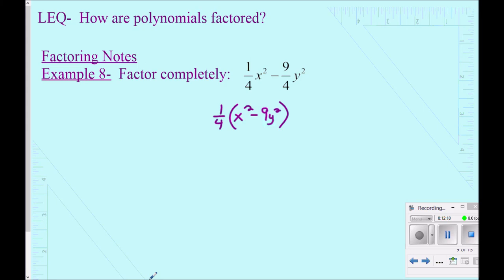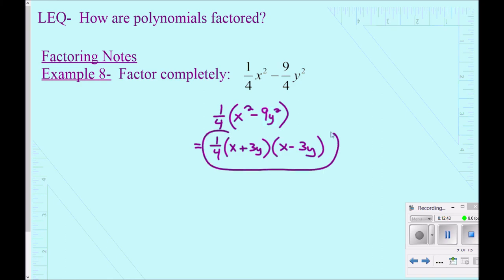After I pull out the GCF and I'm left with x squared minus 9y squared, I'm checking to see if that factors. So I see two terms. I see a minus sign, and I see perfect square, perfect square, perfect square. So this is difference of squares. So I copy my 1/4, I make two binomials. I'm taking the square root of x squared, which is x. One's going to be plus, one's going to be minus. The square root of 9y squared is 3y. And that does not factor any further, therefore that's my final answer.